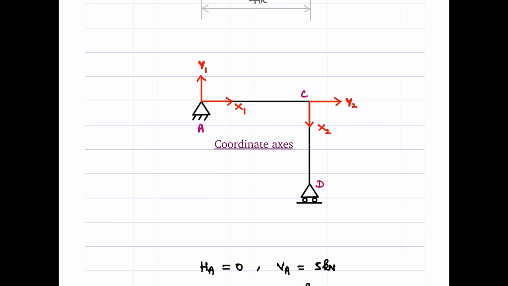Okay, and the logic with which you mark this is start from the left joint, leftmost joint. Okay, something like this here. Start marking this here. When you go to the next joint, mark x-axis along the direction of the axis of the particular member, then move 90° counterclockwise and mark your y-axis. Okay.